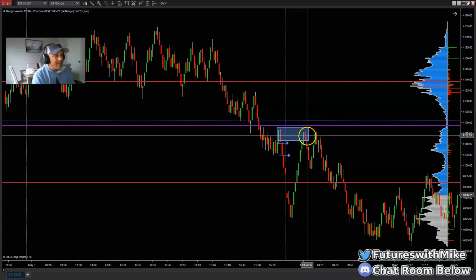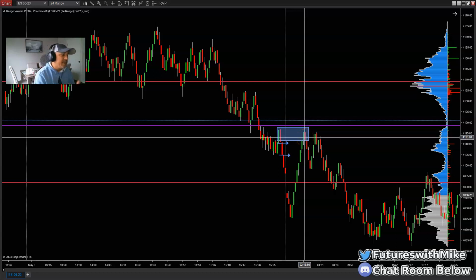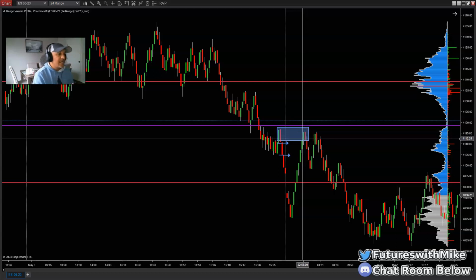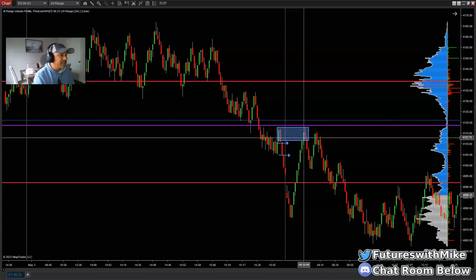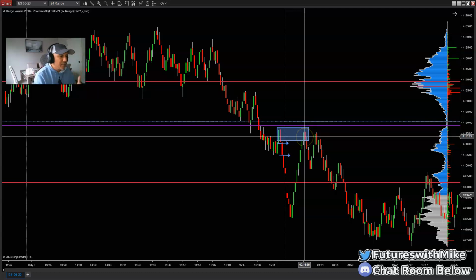And I talked about this yesterday in the video and on Discord, where I said I had marked this up the evening before last, okay? And I was looking at this zone here because I wanted to get into a trade, but it happened at 2 o'clock in the morning and I'm not up.